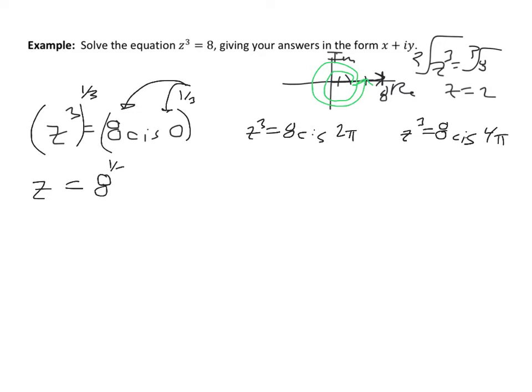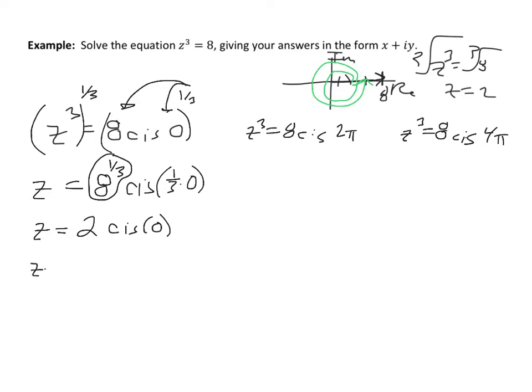I'm going to raise 8 to the 1/3 power, and then I'm going to multiply the argument by that. Remember, that's what de Moivre's theorem told us. So that means that z is going to be the cube root of 8, which is 2, so 2 cis 0. So this is one of my cube roots, and I'll convert that to x plus iy. Let's actually do that right now. To convert this into x plus iy, we just need to do 2 cosine 0 plus i sine 0. So that's 2 times the cosine of 0 is 1, the sine of 0 is 0.